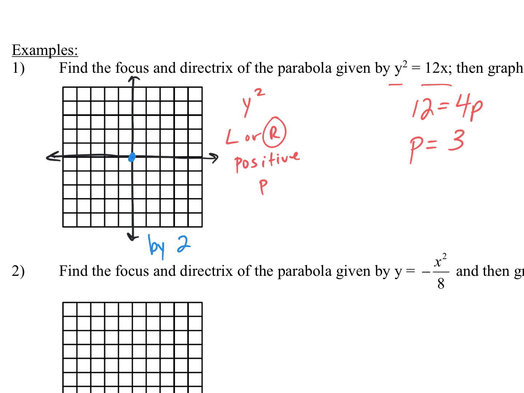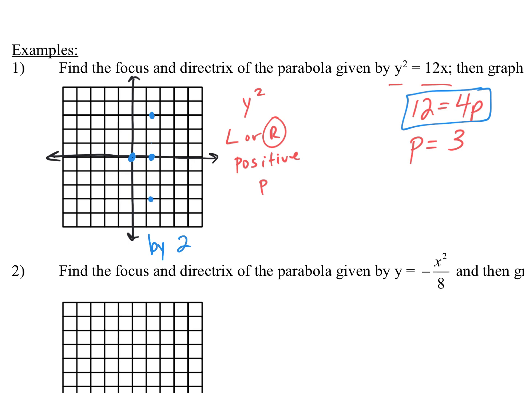So if I travel 1, 2, you know what? I said I was going by 2s. So right there is the focus. And then at the level of the focus, the width of the parabola is 4p. All right, let me say that again. The width of the parabola at the level of the focus is 4p. So I know that it's going to be 12 units wide at that point, right? That 12 equals 4p. So I'm going to go 2, 4, 6 units up and 2, 4, 6 units down.